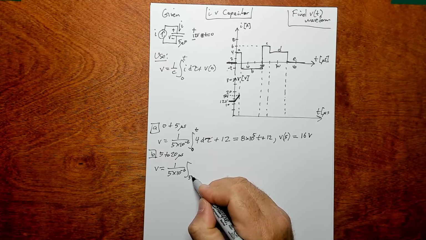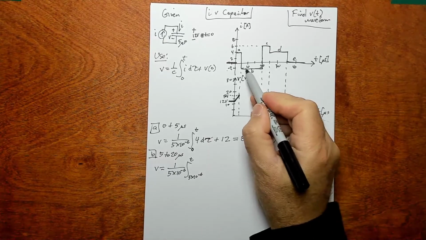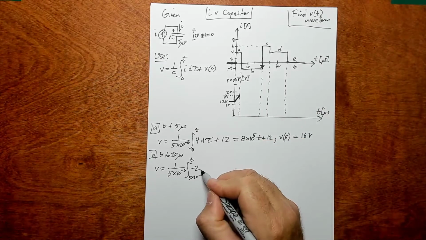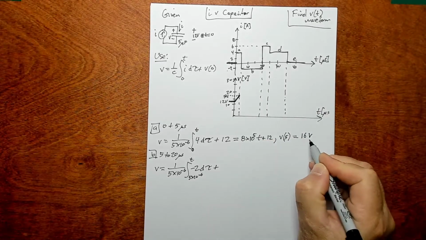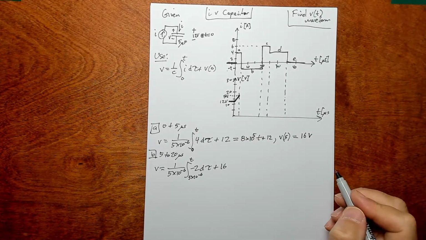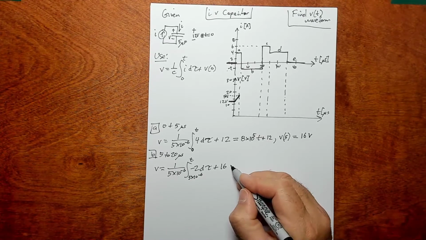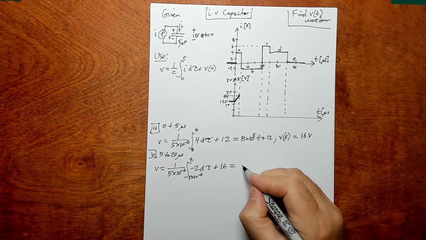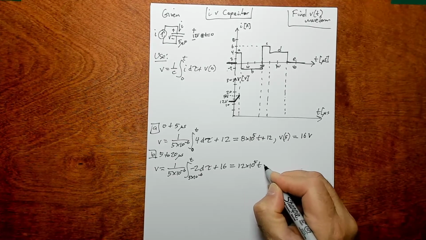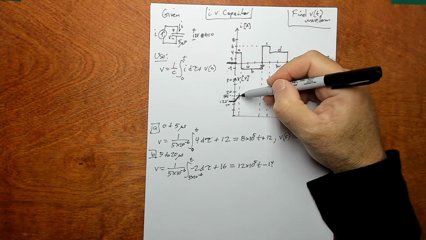5 times 10 to the minus 6 to t of the I value in that segment, which is minus 2, so it's minus 2 d tau, plus the initial voltage at the start of this segment, which is 16. Okay? Now, once again, skipping a bunch of steps just to not have a bunch of sprawl on the paper, this guy ends up being 12 times 10 to the 5th t minus 14, which is a line segment in here starting at 16 volts.